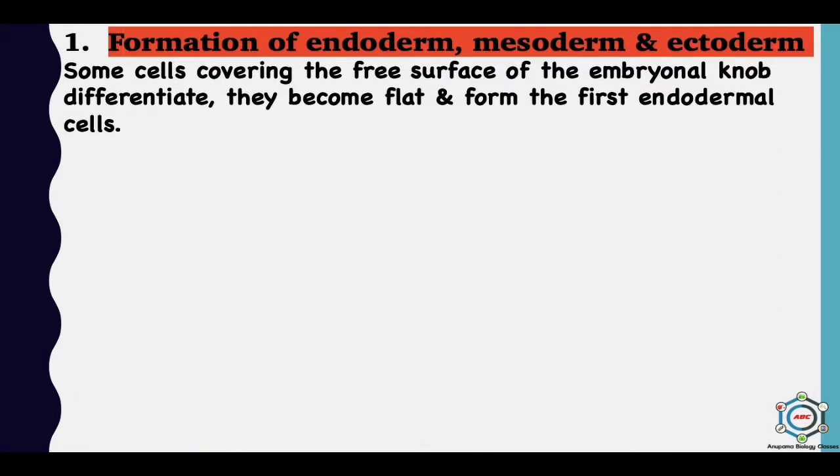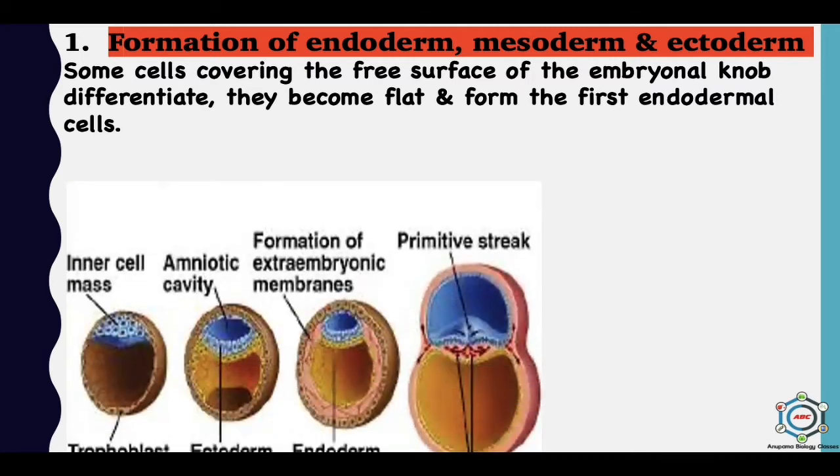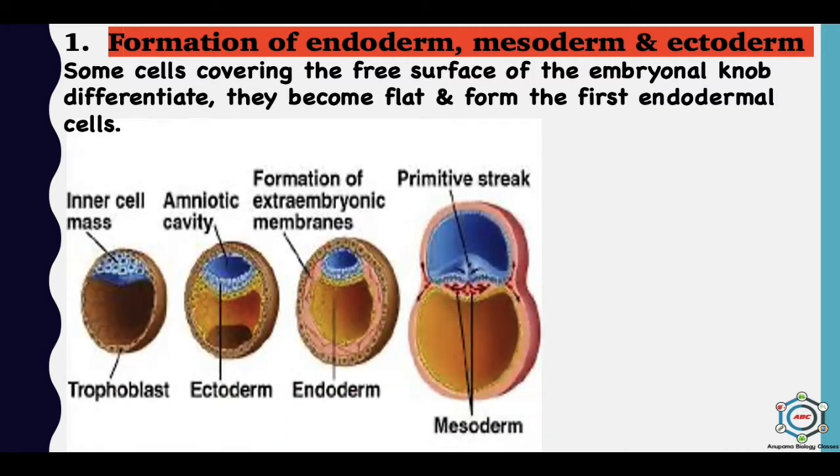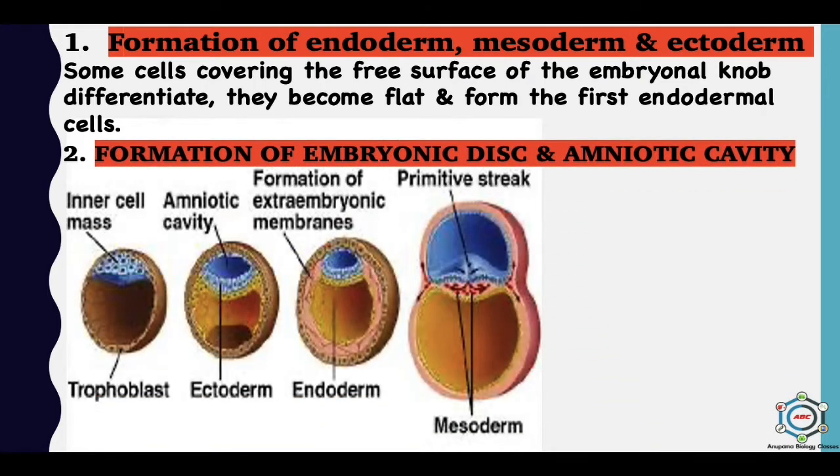So, some cells covering the free surface of the embryonal knob differentiate, they become flat and form the first endodermal cells. They rapidly multiply and spread out in all directions and soon form a complete lining inside the trophoblast of the blastodermic vesicle. This lining constitutes the endoderm. Now, the formation of the embryonic disc and the amniotic cavity, then we will know how the ecto and mesoderm form.